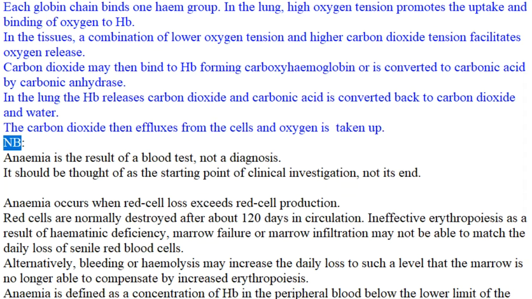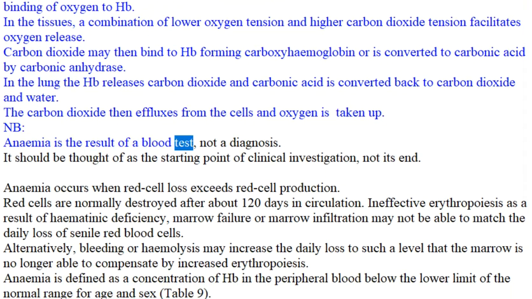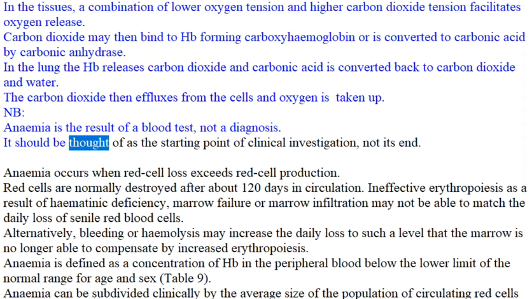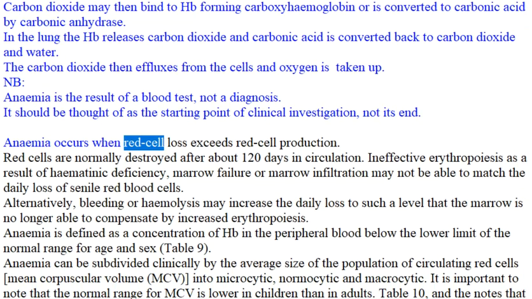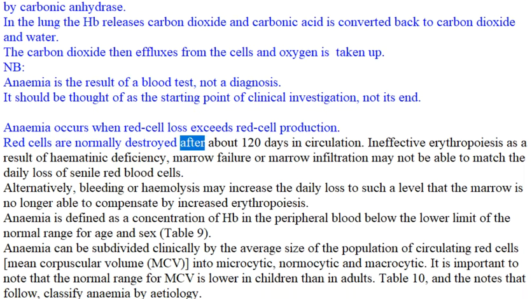NB. Anemia is the result of a blood test, not a diagnosis. It should be thought of as the starting point of clinical investigation, not its end. Anemia occurs when red cell loss exceeds red cell production. Red cells are normally destroyed after about 120 days in circulation.